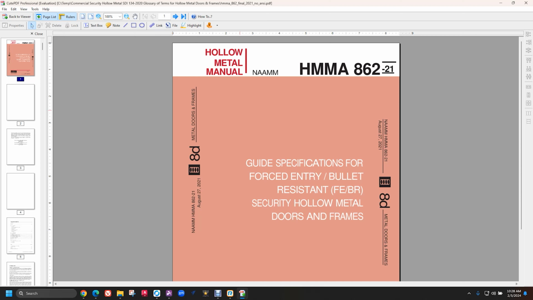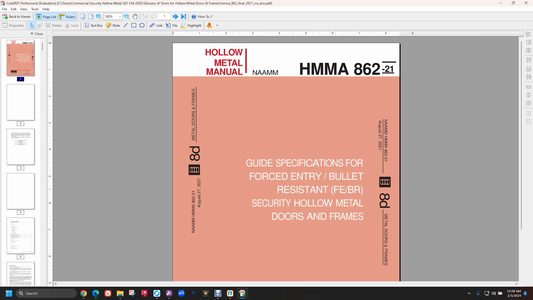So I've taken a moment to highlight some of the important things to touch on in this 862 Hollow Metal Manufacturers Association standard. Now, I'm not an expert at all on forced entry or bullet resistant, FEBR, or security hollow metal doors and frames. But I know enough about it to understand that the standard calls out what I think is two separate items, although they can be the same requirement. Forced entry, and then bullet resistant.